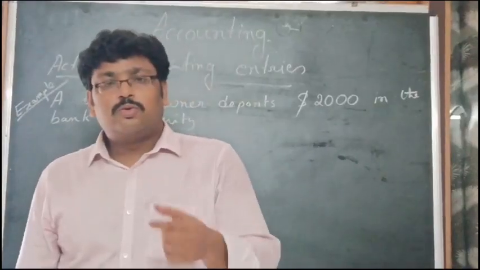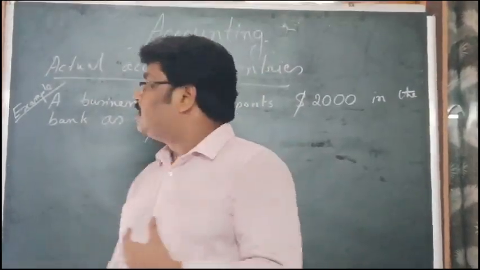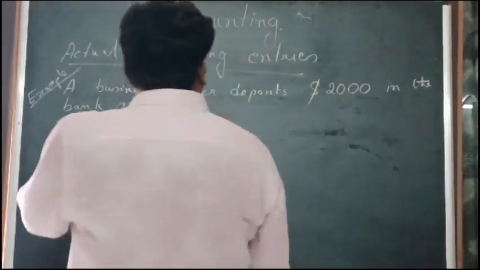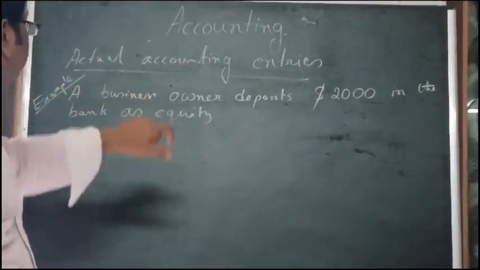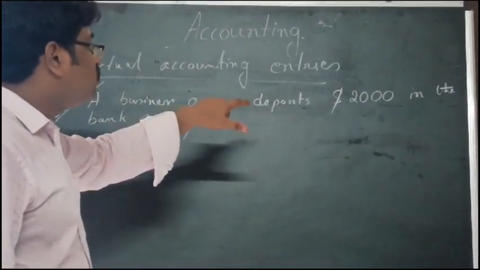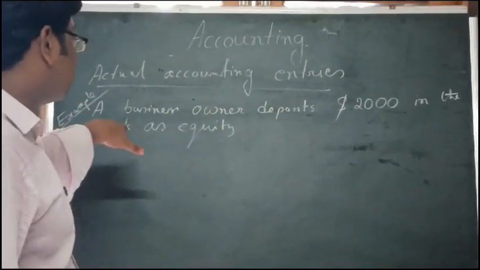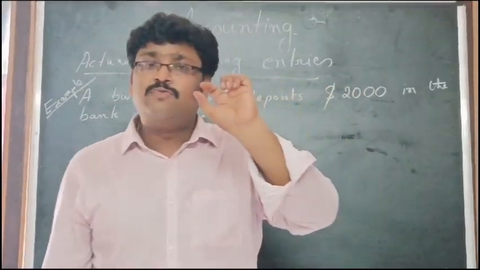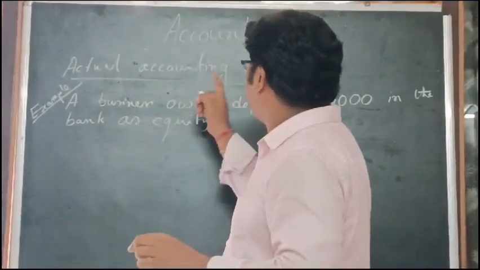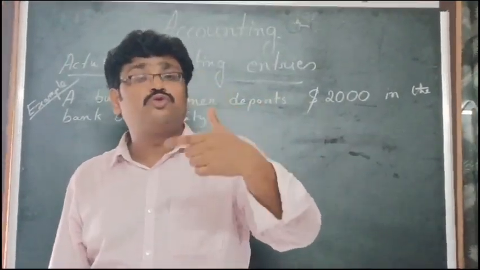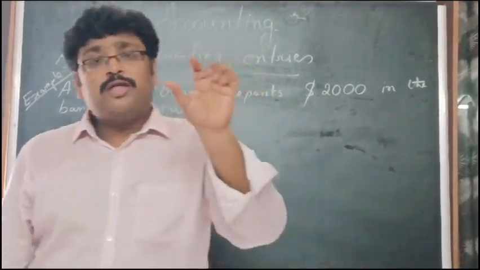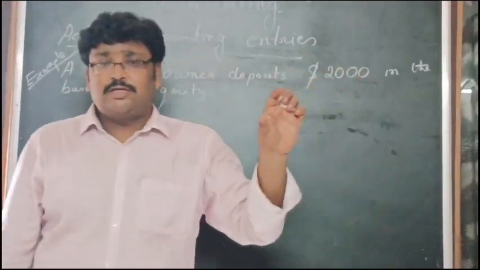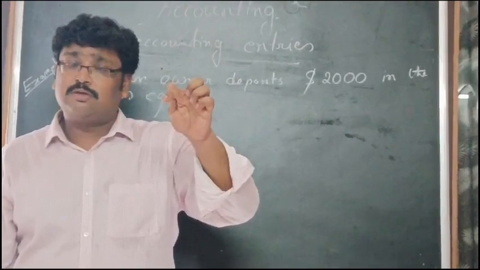So with an example, I would like to clear the actual accounting entries. Look, here is an example. A business owner deposits $2,000 in a bank as equity. This is the information, and you have to make the actual accounting entries following the accounting rules, regulations and principles.